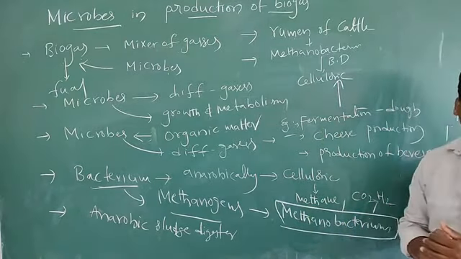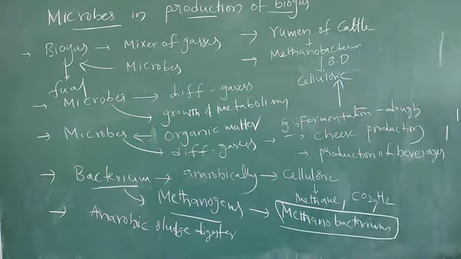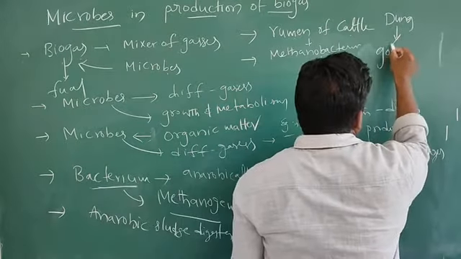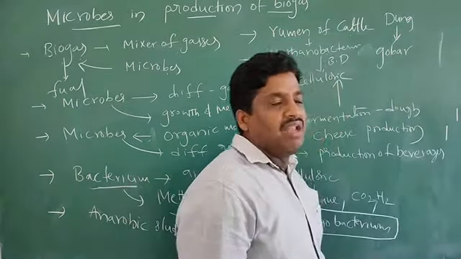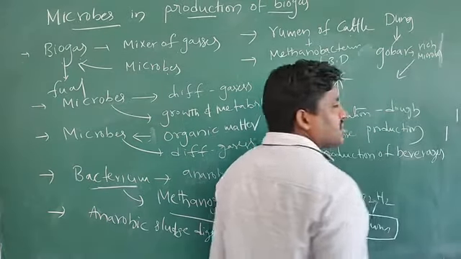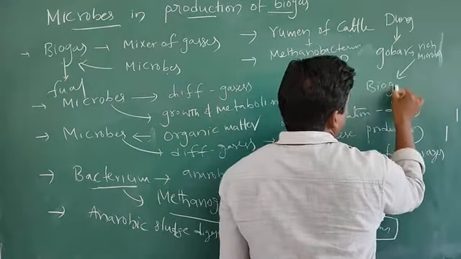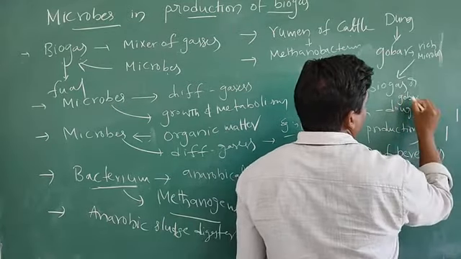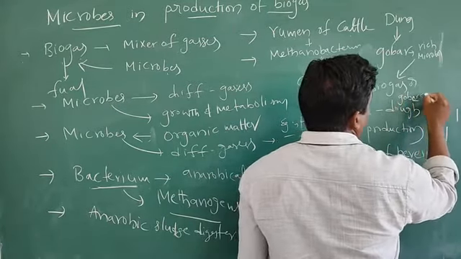That's it. And one more point here: the dung of cattle. The dung of cattle we call gobar. The gobar contains rich microbes. These microbes in the dung lead to the production of biogas. Nowadays this is commonly called gobar gas.